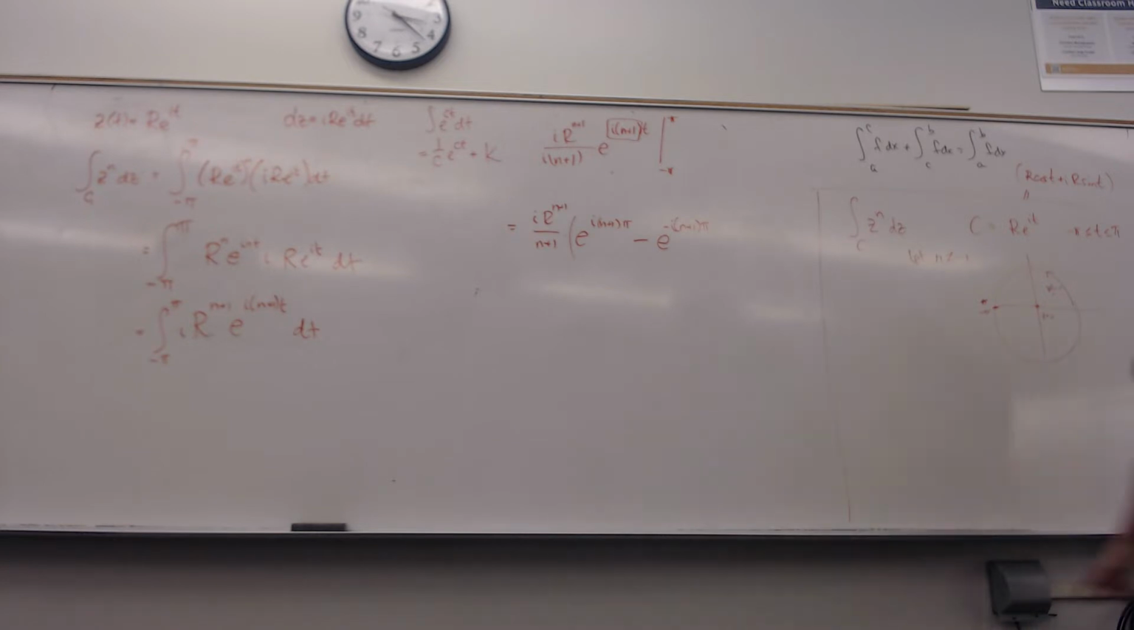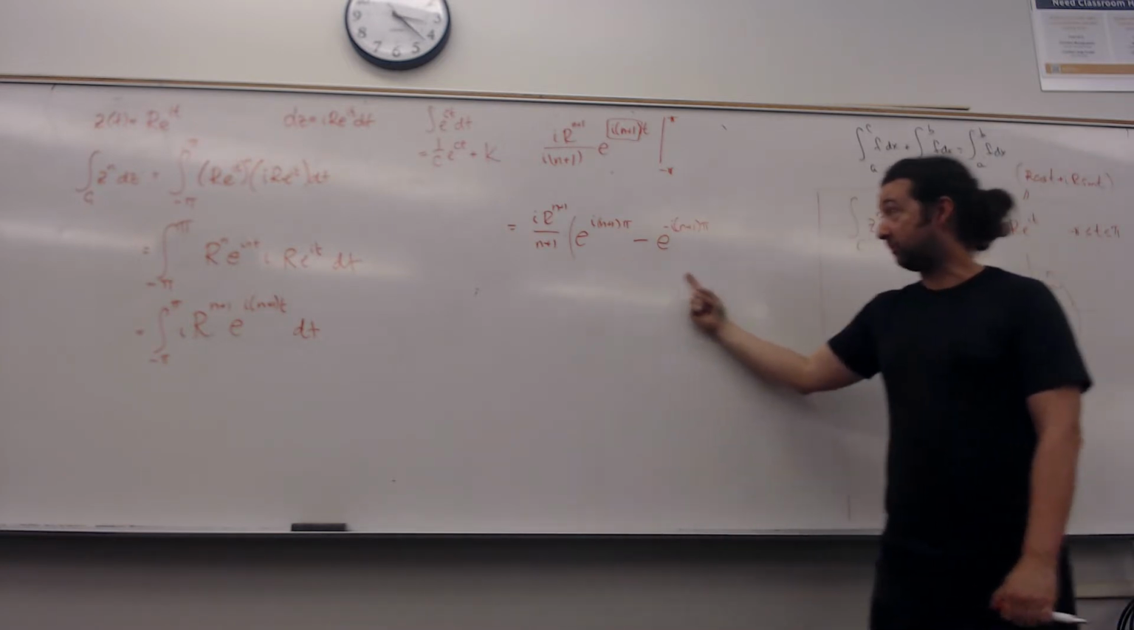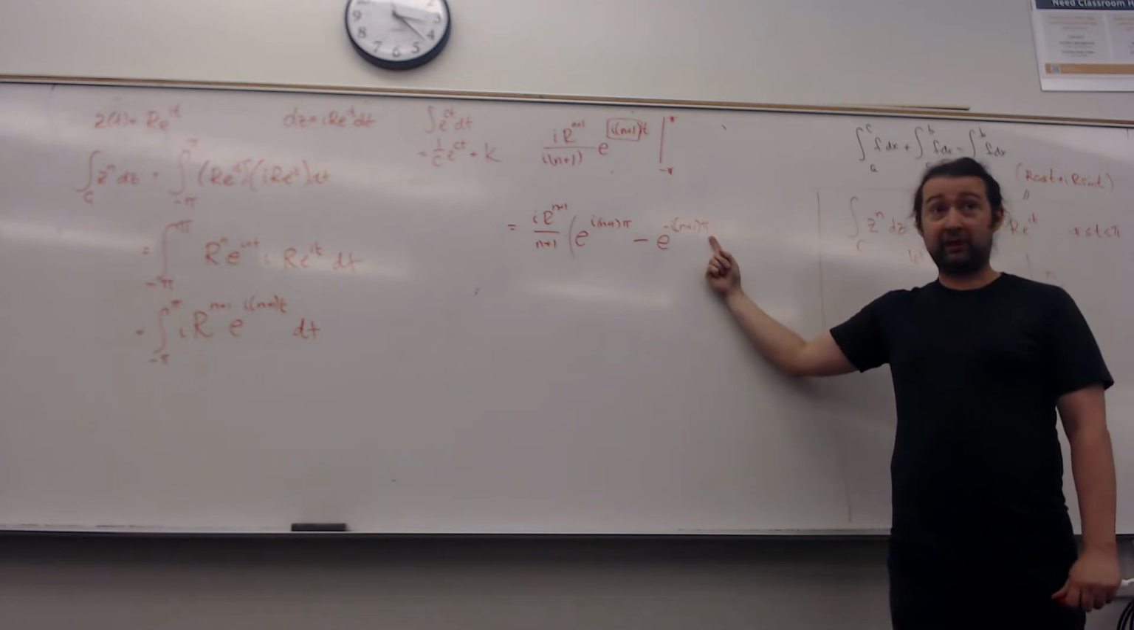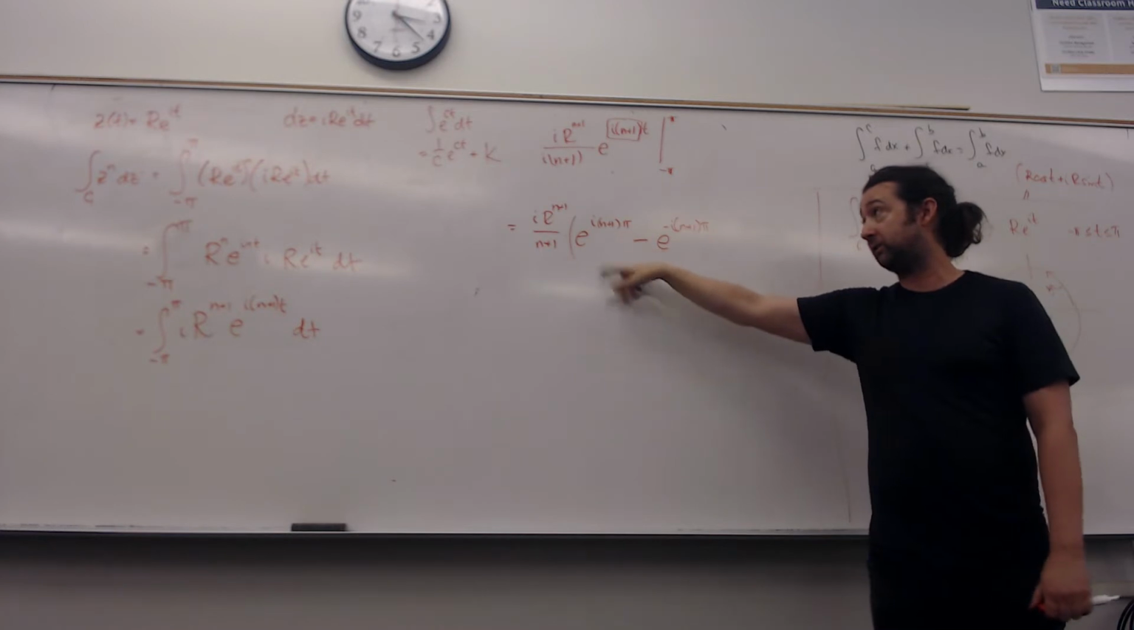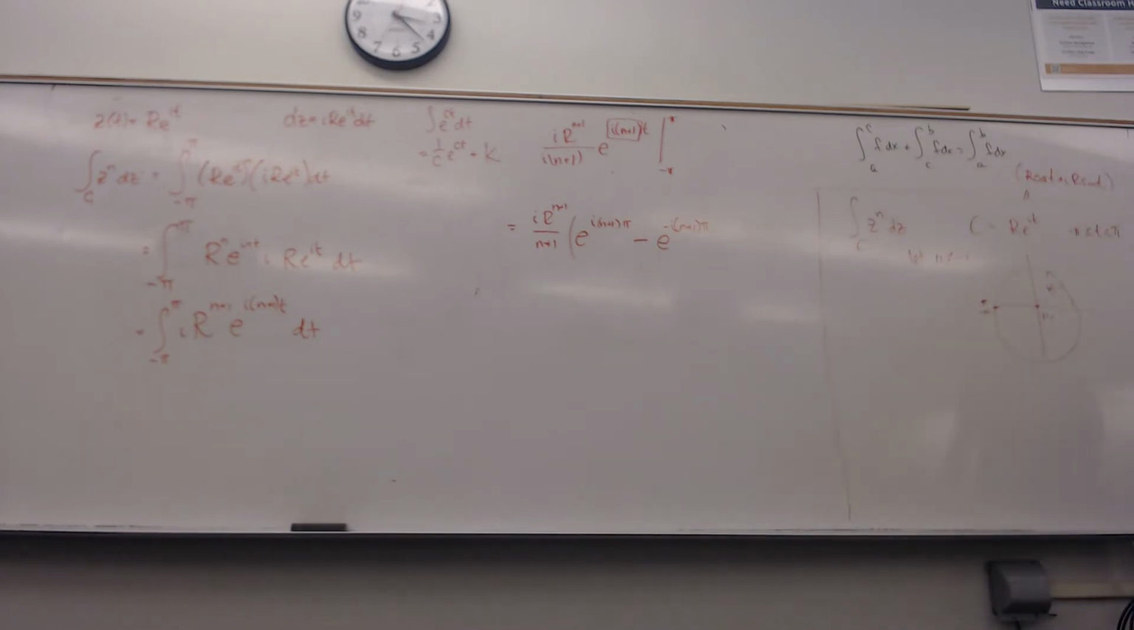This is the point on the unit circle that sits at pi. And this is the point on the unit circle that sits at minus pi. And those angles are the same, which means you're at the same point on the unit circle. If you actually compute this, I think what you'll find is that they're both equal to minus 1. So you have minus 1 minus negative 1, which is 0.